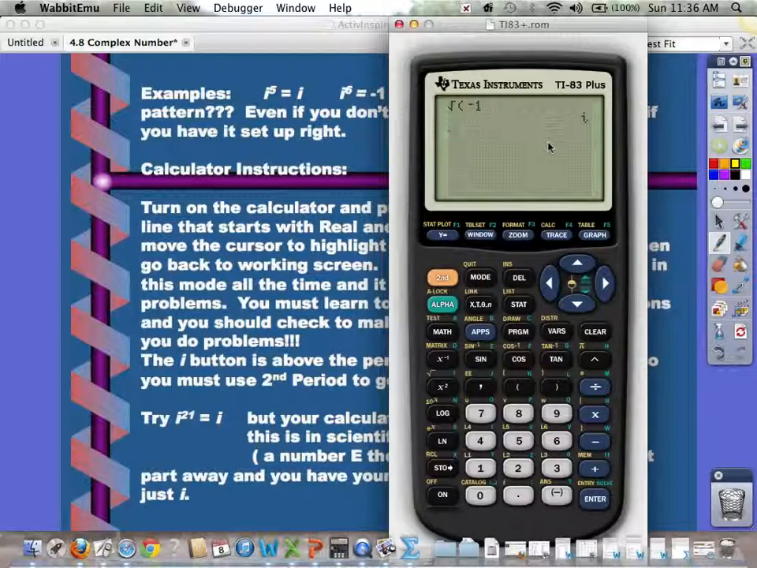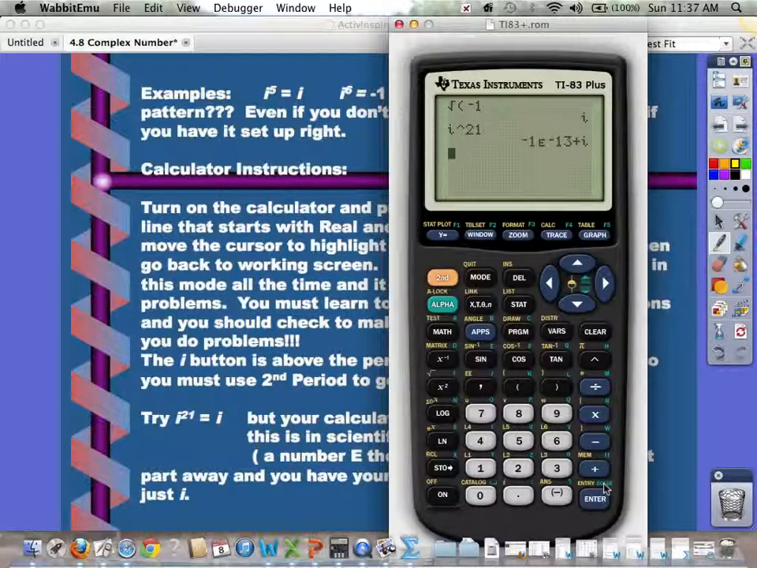Now, watch. If you want to type in any of the i problems, you look down here where it's got the little period button. You see that little yellow i? That's your i button. So you're always going to have to hit second i to do any of your i problems. Now, if we wanted to try i to the 21st power, of course you do i, and then this up button will work for any of the powers. So I hit 21 and hit enter.